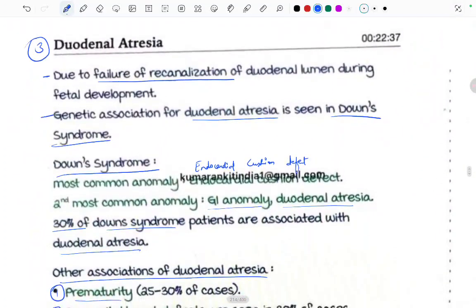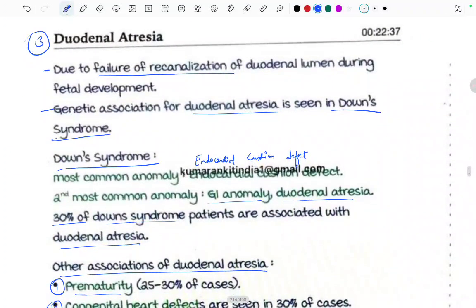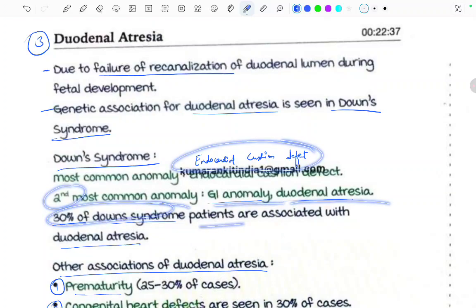What we read in duodenal atresia, that it is due to the failure of recanalization of the duodenal lumen, and there was association of the duodenal atresia with the Down syndrome. The most common anomaly in Down syndrome is the endocardial cushion defect, but the second most common anomaly is the GI anomaly and the duodenal atresia. 30% of the Down syndrome patients are associated with this duodenal atresia.